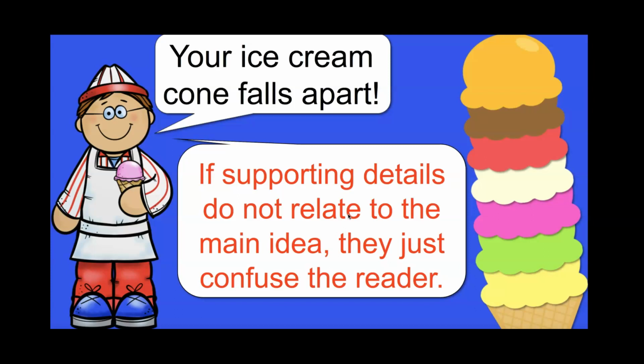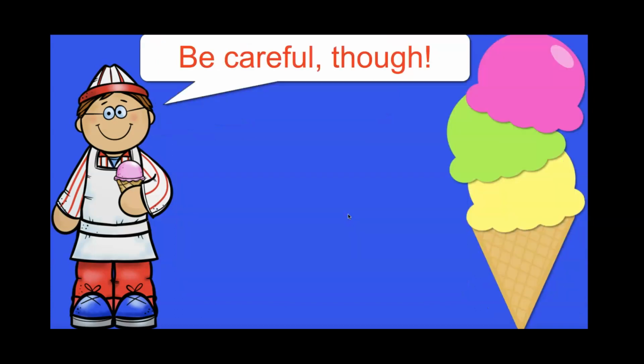So when you're writing, you want to make sure you're only putting in details that support your main idea. And when you're reading, and if you're trying to identify main idea and supporting details, you want to make sure that they don't have extra information in there.